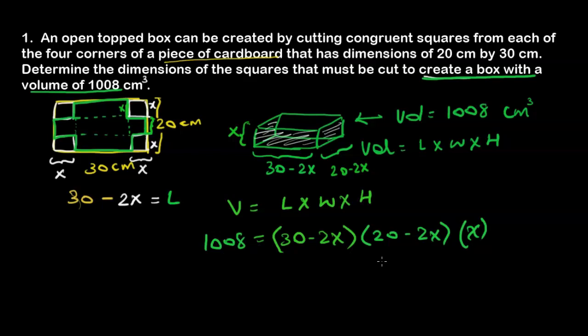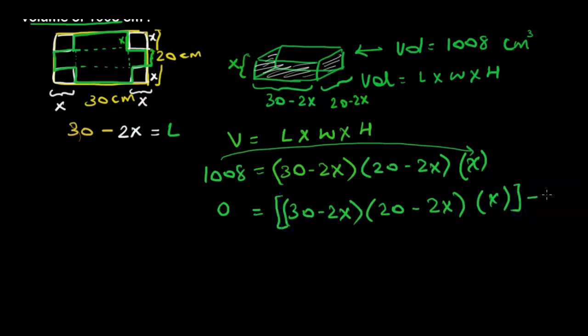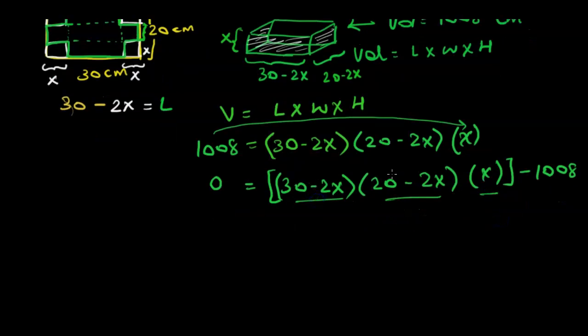We also know that if we want to solve a polynomial equation, then the other side of the equal sign should be a 0, which is not the case here. So in order to make it 0, we would first move this to the other side. When we move it to the other side, this side becomes a 0. So we would be left with 30 minus 2x times 20 minus 2x times x, this whole thing is one term, minus 1008. The reason this whole thing is one term is because it is connected with multiplication signs. Now first we have to expand all this, collect the 1008 with the rest of the terms, and then solve for x.